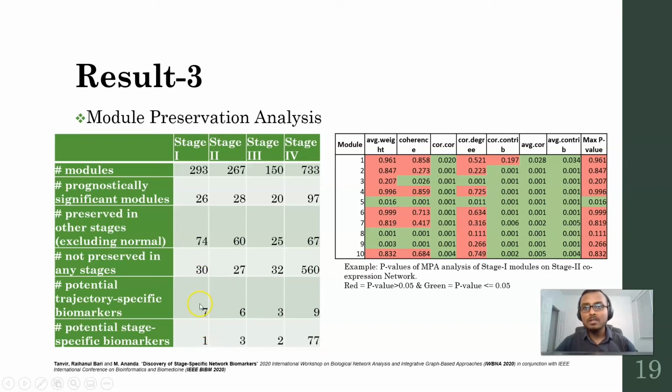So this means that the 7 modules coming from stage 1 are potential trajectory-specific biomarkers, and 1 module coming from the 30 is our potential stage-specific biomarker, and the same goes on for stage 2, stage 3, and stage 4.